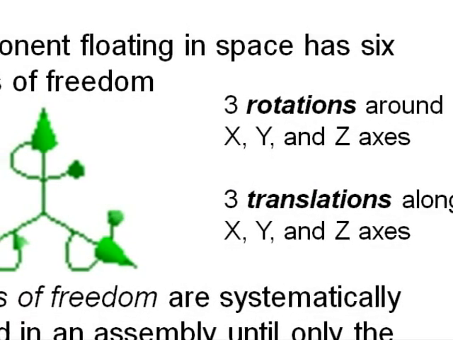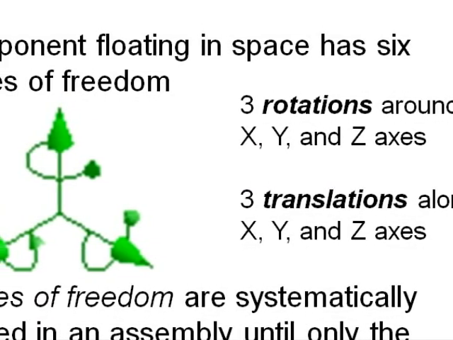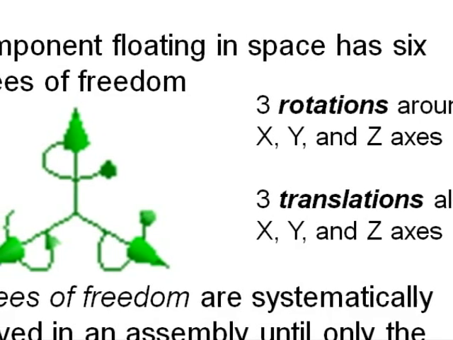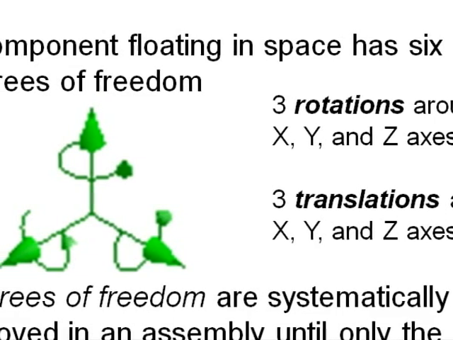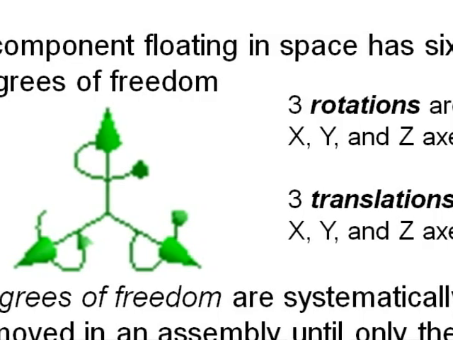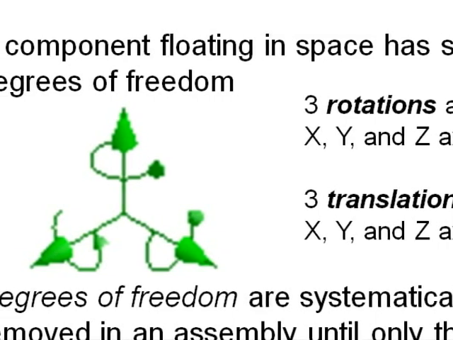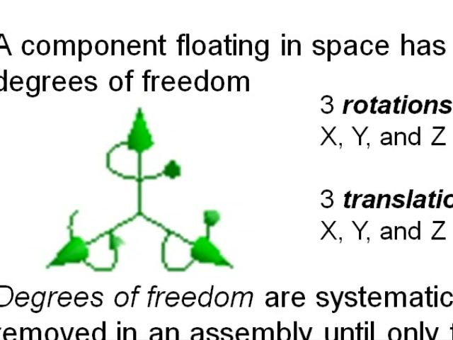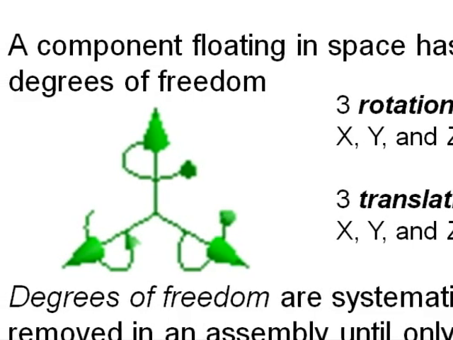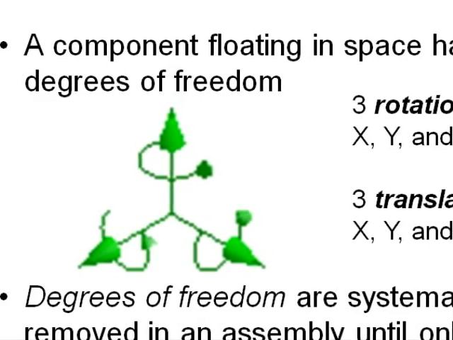This next picture is about degrees of freedom. A component floating in space has 6 degrees of freedom, of which there are 3 rotations around x, y, and z axes, and 3 translations along x, y, and z axes. Degrees of freedom are systematically removed in an assembly until only the desired components are allowed to move.